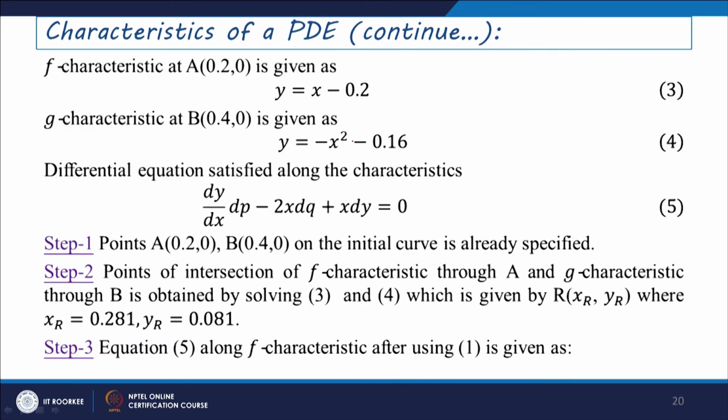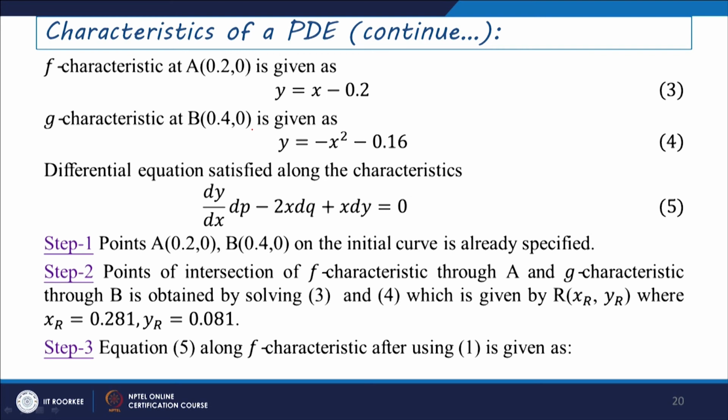So, if the point is varying from 0.4 to 0 here, so y equals to minus x square minus this 0.4 whole square, that is nothing but 0.16 here. Since this differential equation is satisfied along this characteristics, we can just write this one as dy by dx into dp minus 2x dq plus x dy equals to 0.